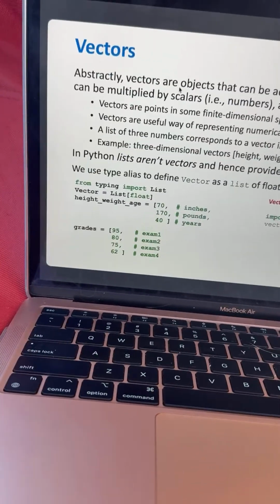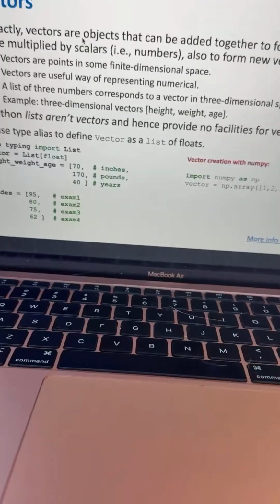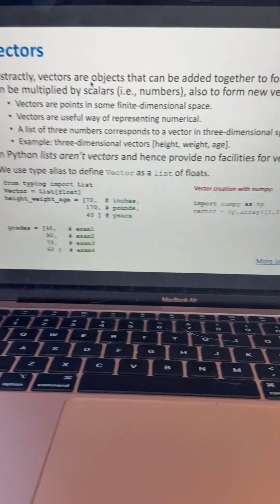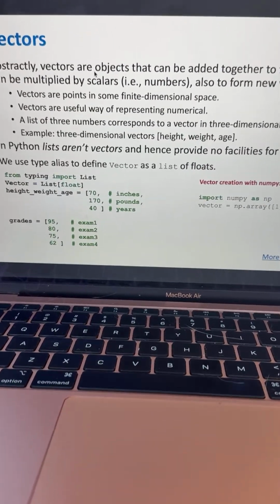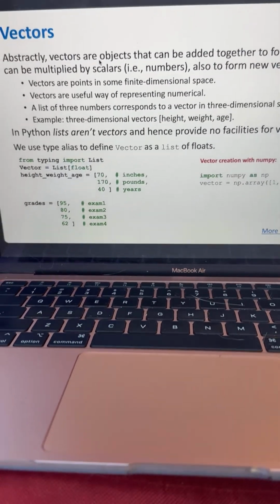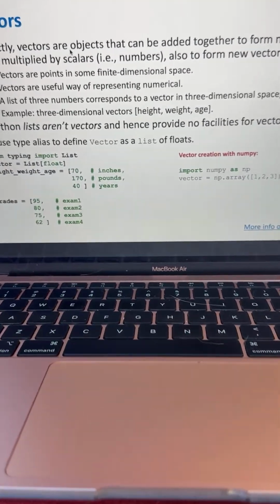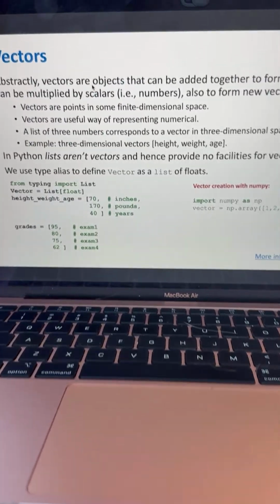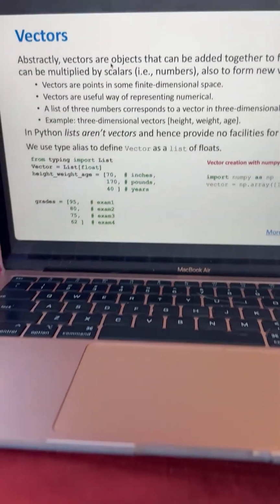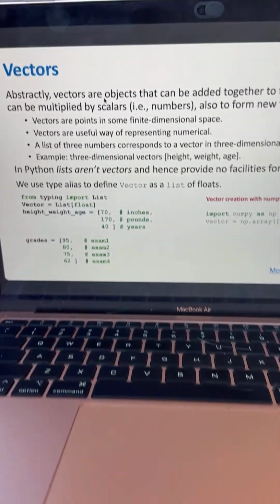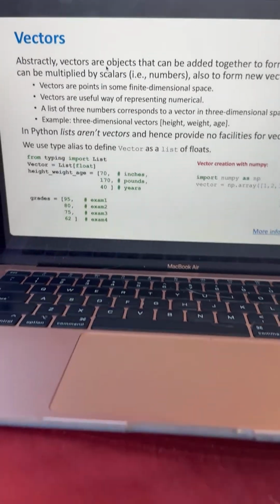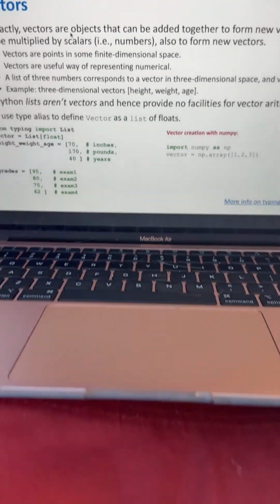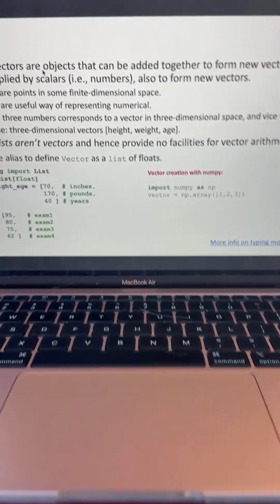So vectors. Abstractly, vectors are objects that can be added together to form new vectors and that can be multiplied by scalars, i.e. numbers, also to form new vectors. Vectors are points in some finite dimensional space and are useful ways to represent numerical data. A list of 3 numbers corresponds to a vector in 3-dimensional space and vice versa. For example, the 3-dimensional vector of height, age, and weight.